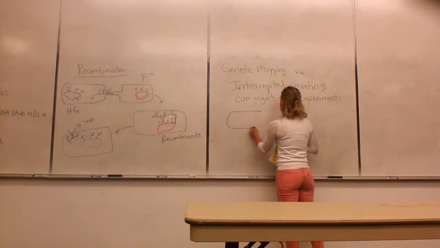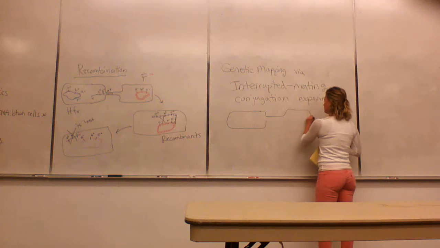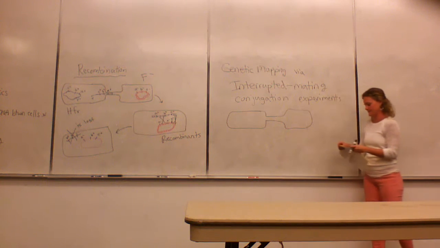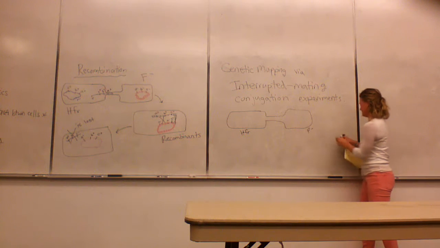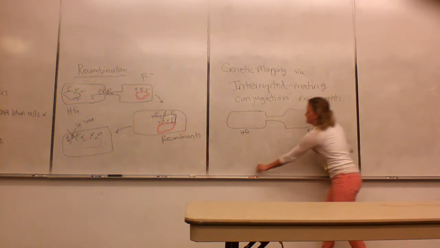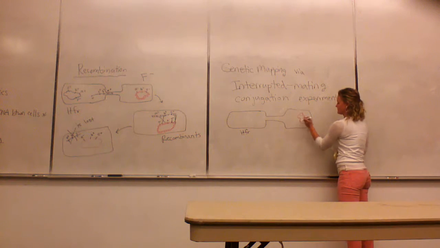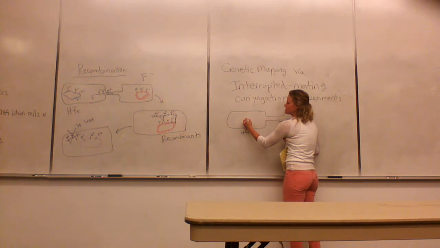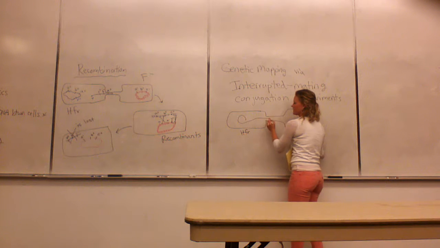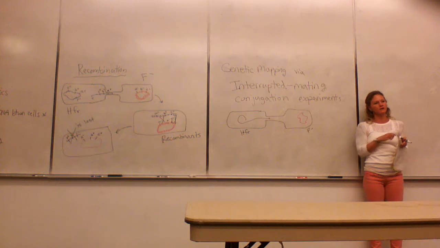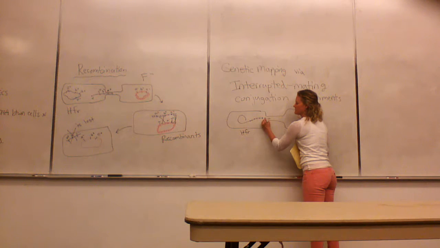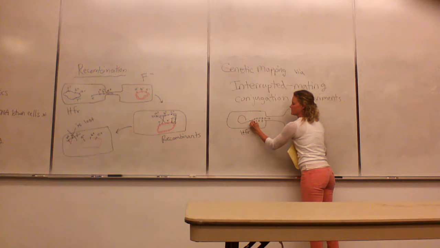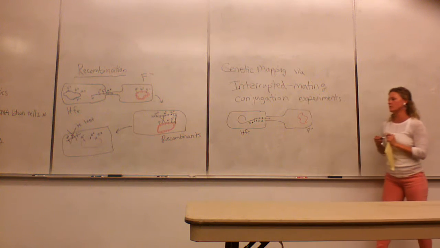So you can start with two cells, your Hfr and your F minus. I'll keep using a different color so that it's clear. The Hfr is going to unravel its chromosome and make a replicate copy of it, a linear copy that it's going to send over. And if we have all these genes along the length, I'm just numbering them 1 through 7.